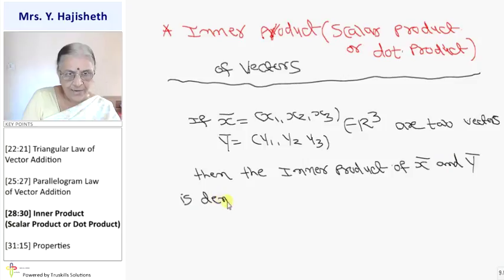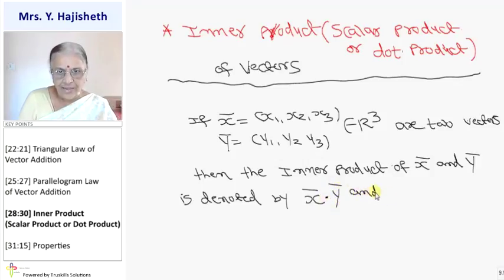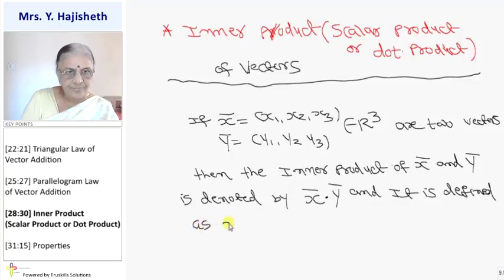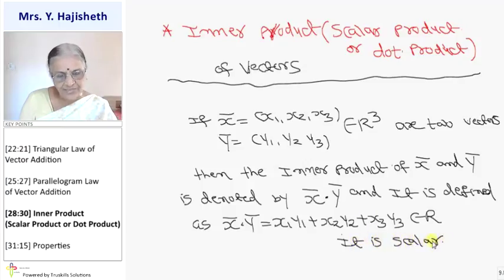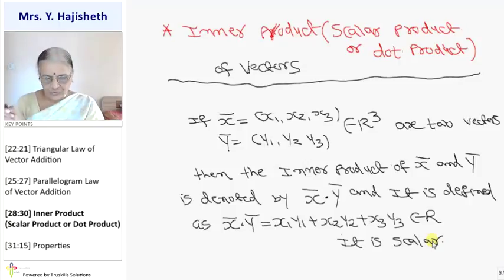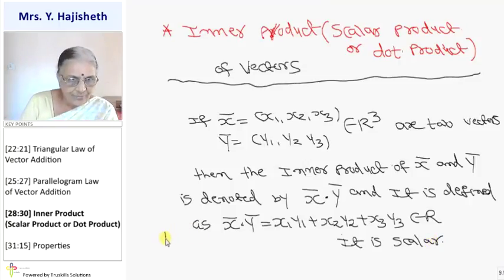is denoted by x dot y. Now you know why its name is dot product. And it is defined as x dot y is x1 into y1 plus x2 into y2 plus x3 into y3. It always belongs to R. So its answer is a scalar. It is a scalar, so its name is scalar product also. Are you clear?